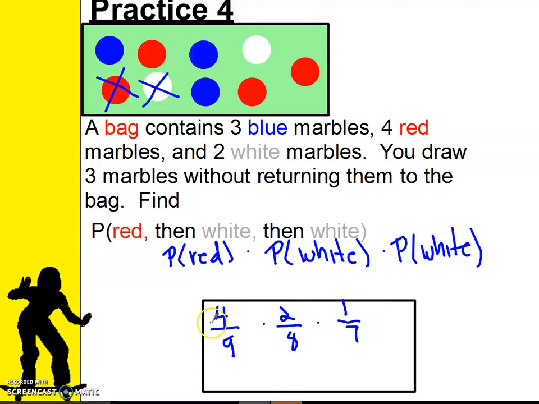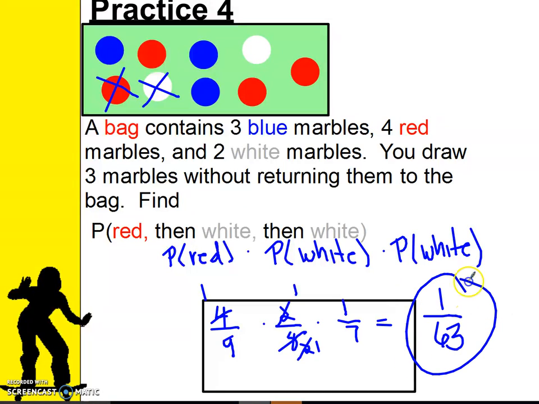Okay, we can simplify the diagonal. 4 divided by 4 is 1. 8 divided by 4 is 2. Simplify, 2 divided by 2 is 1. 2 divided by 2 is 1. Top times top times top is 1. 9 times 7 is 63. All right.